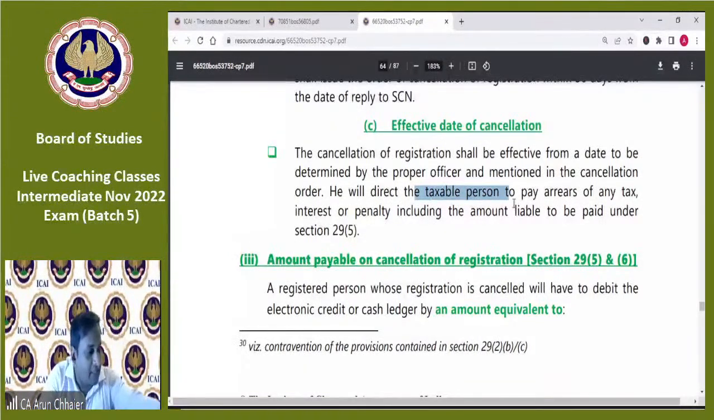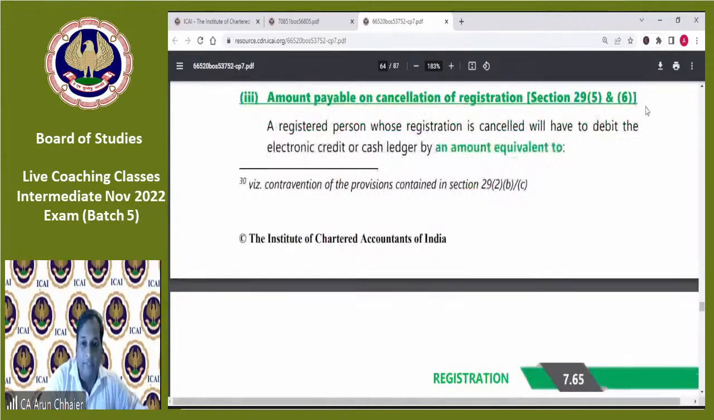What have we discussed in 29.5? In the cancellation, the person has to pay the tax equivalent to the ITC or tax on the transaction value, whichever is higher. That we have discussed in 29.5 and 29.6.